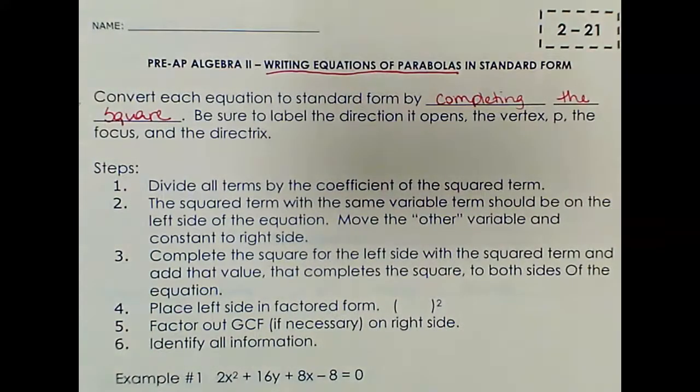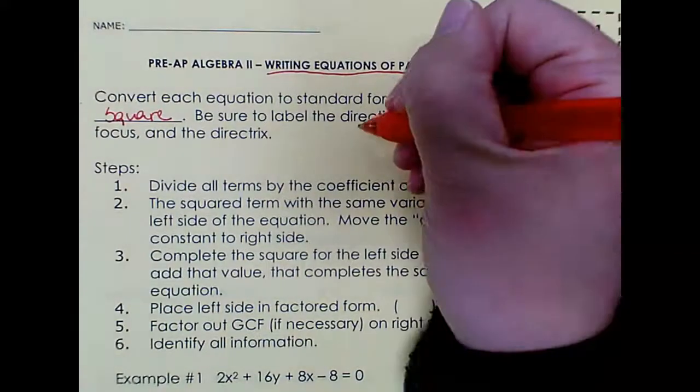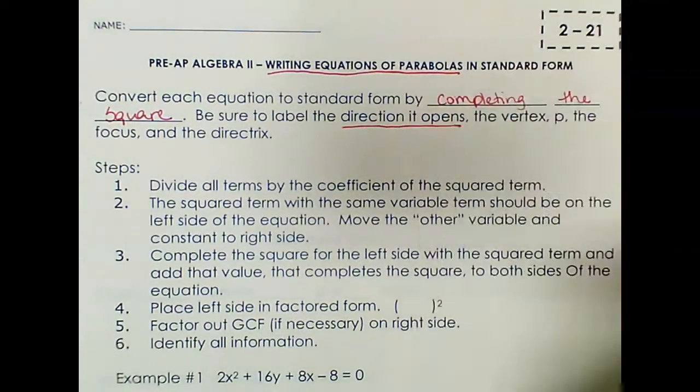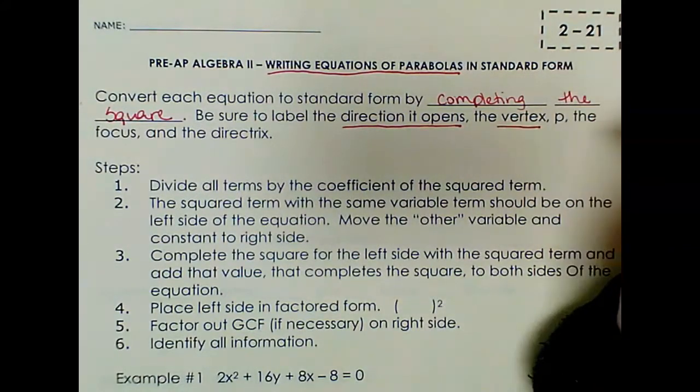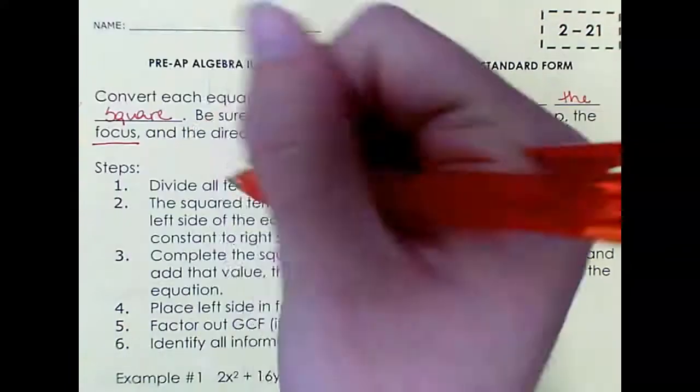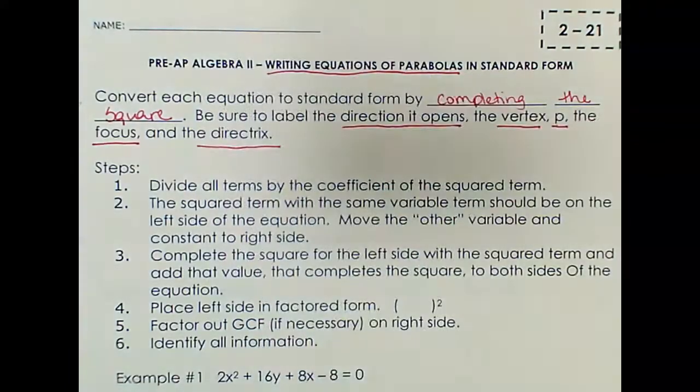We want to be sure to label the direction that the parabola opens. So up, down, left, or right. We want to make sure we label the vertex, find the p-value, and locate the focus and the directrix. So all of those key features we learned about in the previous sets of notes, we want to make sure that we can identify.